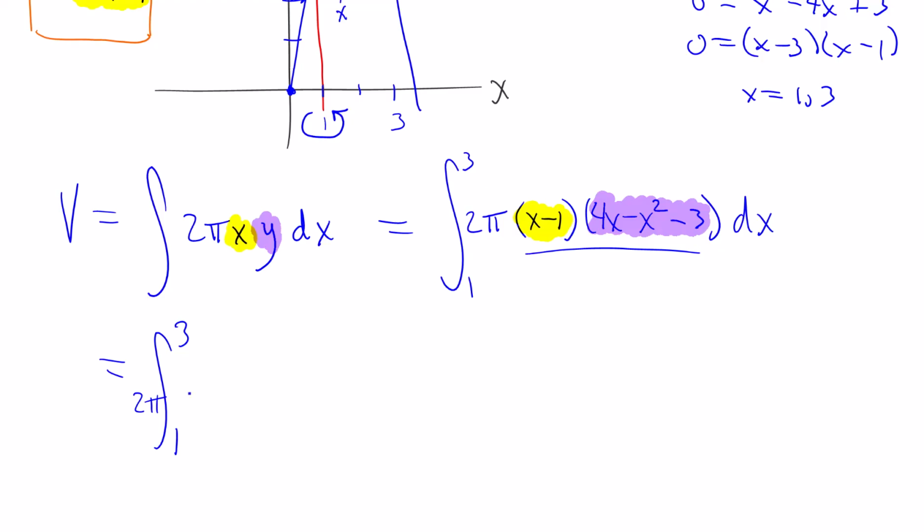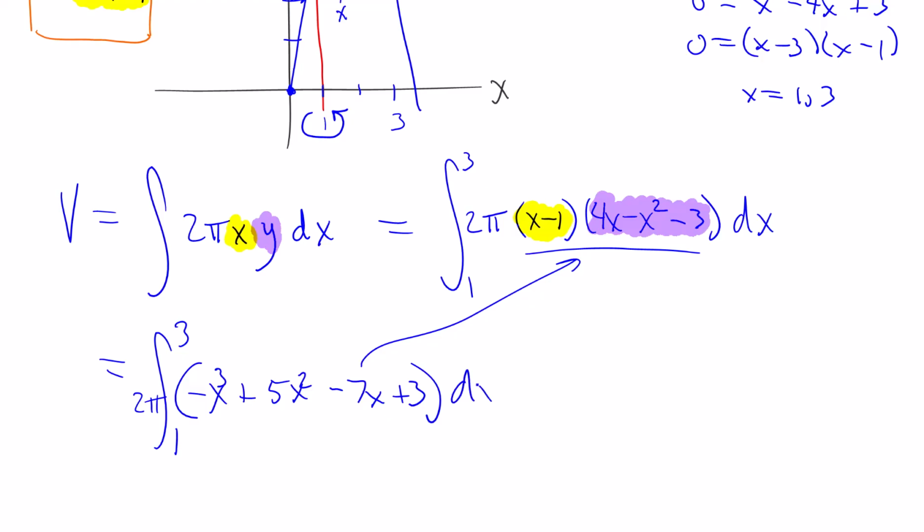So try this out, check it. I think you should get negative x cubed plus 5x squared minus 7x plus 3. And again, that should be the result of multiplying the two polynomials we had in our previous expression. That is the x minus 1 times the 4x minus x squared minus 3. All right, and it's all of that, of course, dx, which means this is looking a lot better.